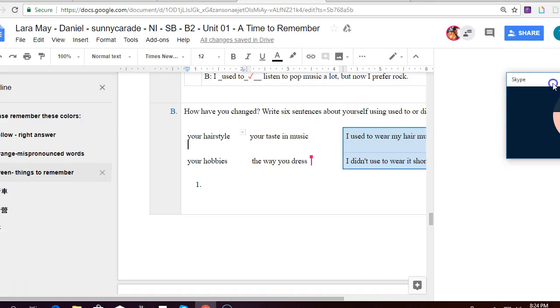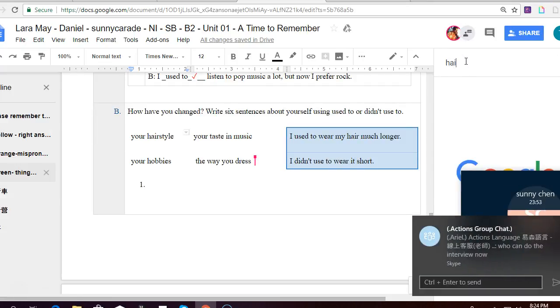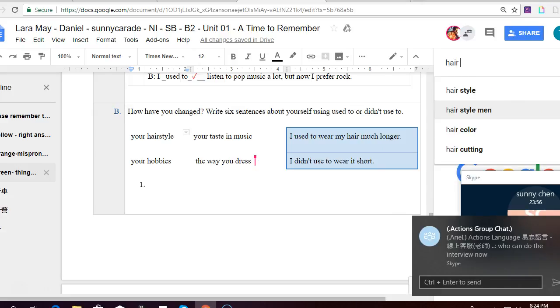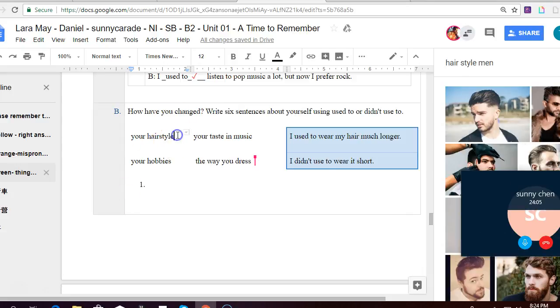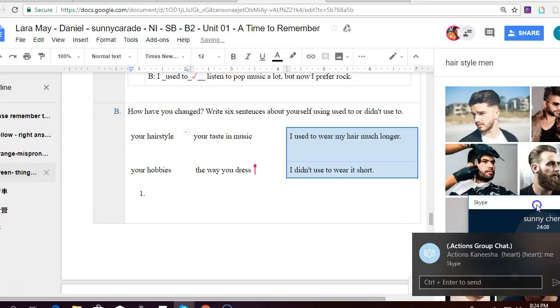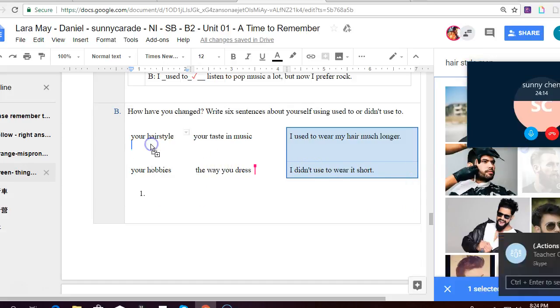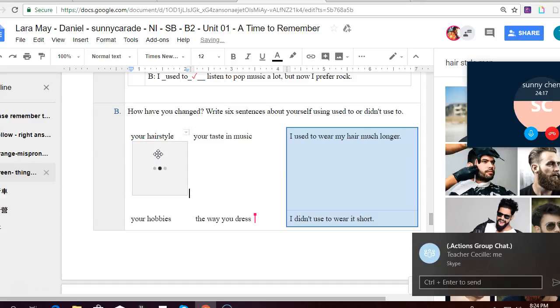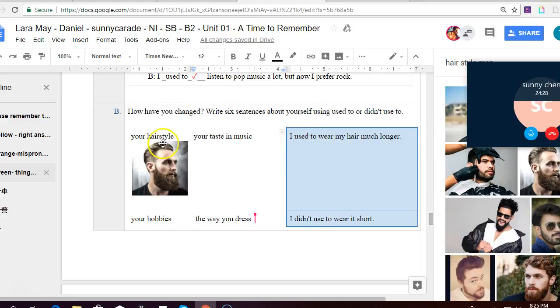I will give a specific example here for you. Just give me a minute. I'll share a photo so you can see if your hairstyle is the same as this man. Okay, can you see the picture? Yeah. Okay, now I would like to ask if your hairstyle is the same as this man.